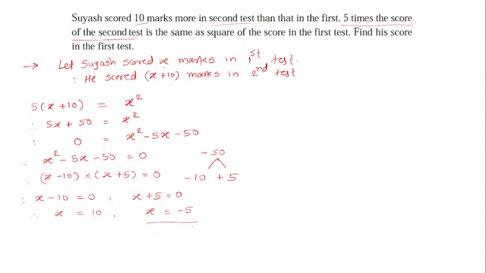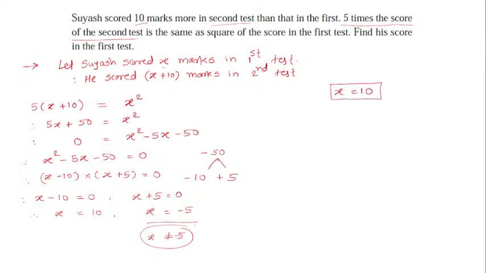We are dealing with the marks he has scored in the first or the second test, and we can obviously conclude that marks cannot be negative. So we cannot take x is equal to minus 5 as the solution of this question. So the remaining possibility is x is equal to 10. So this is our answer, that is x is equal to 10, because marks cannot be negative.